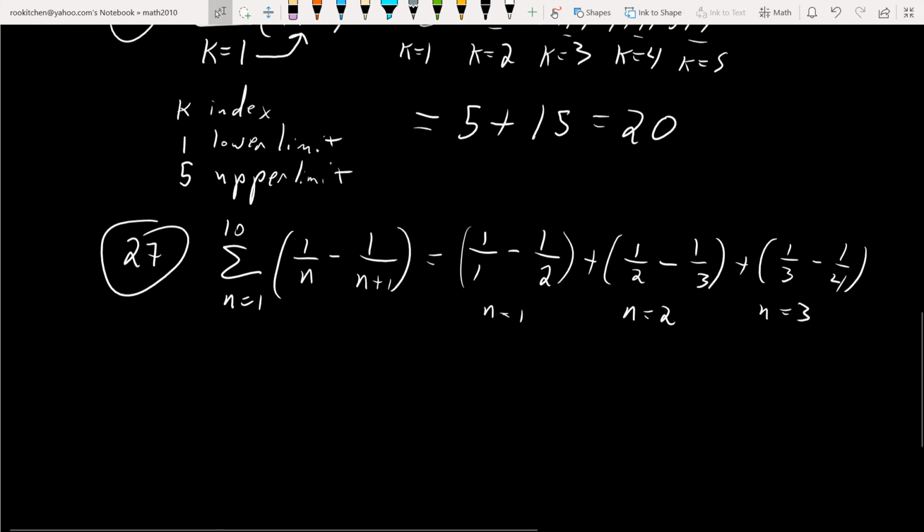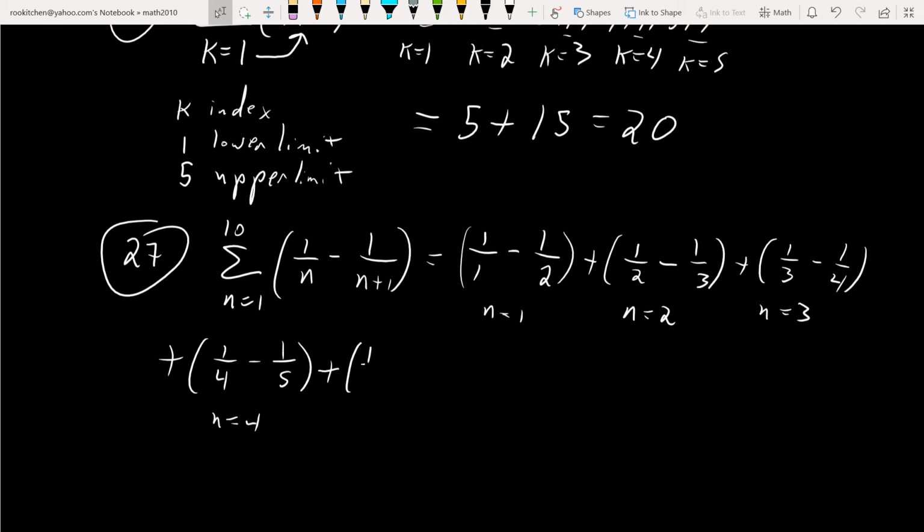Okay. And then plus, for n equals 4, 1 over 4 minus 1 over 5. Okay, you're sort of getting the pattern down. For 5, it's 1 over 5 minus 1 over 6.